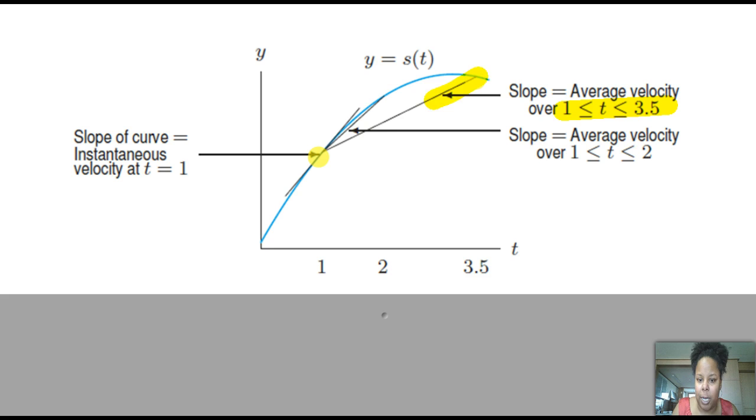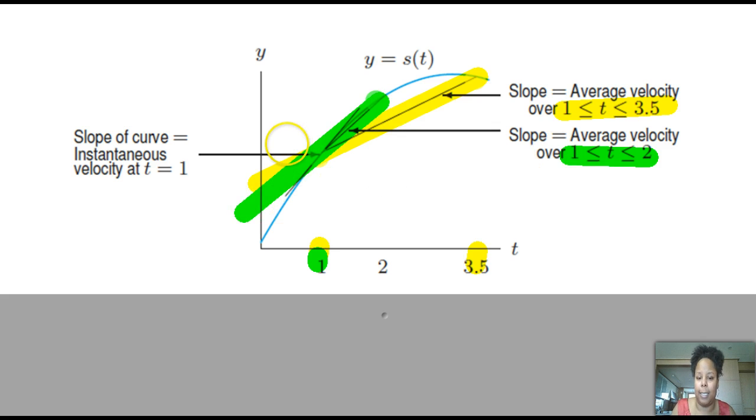So the average rate of change basically is the slope of the secant line through the curve at the endpoints of 1 and 3.5. Then if I want to take a look at a closer interval, let's say from 1 to 2, here's my 1 point and here's my 2 point, then that means I have another secant line because it has different endpoints, and I take the slope of that secant line.